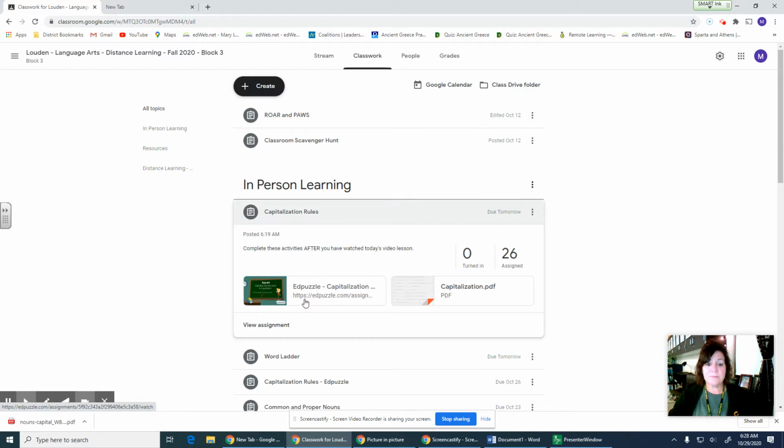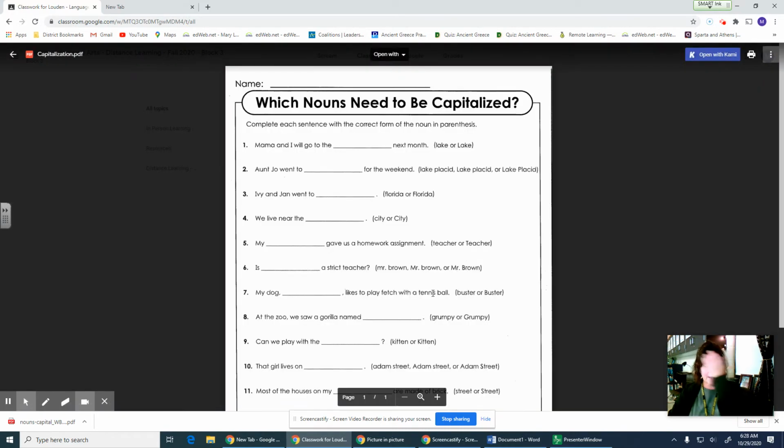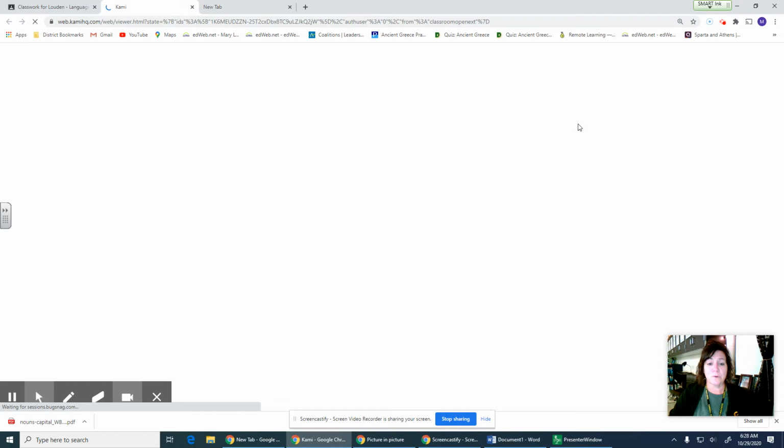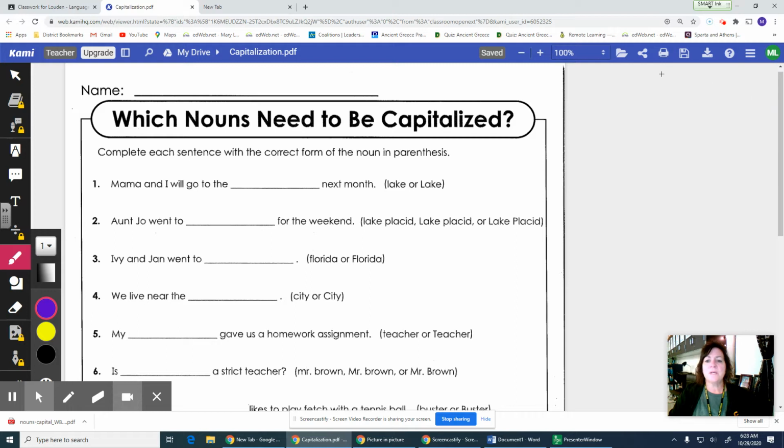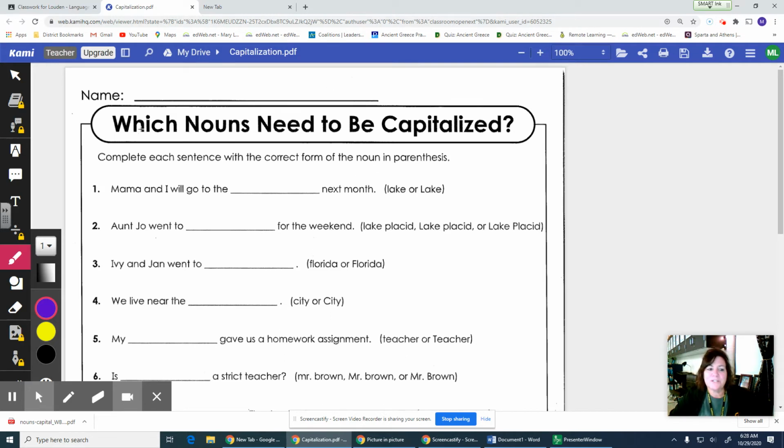Okay, so do the ed puzzle first. Then after you've done the ed puzzle, you've got a practice sheet that you're going to need to use Cami for. Just a real quick thing about Cami. A lot of people yesterday were having trouble with Cami opening up on their computer. So if you go to open this up and Cami's not showing up on your Chromebook, you may need to download or add Cami again. So if that happens and you need help with that, again, ask one of the adults in the room with you. Okay, so this is the practice sheet that you're going to do.